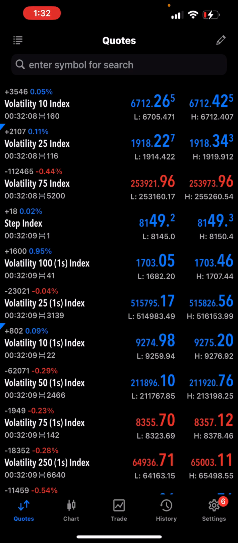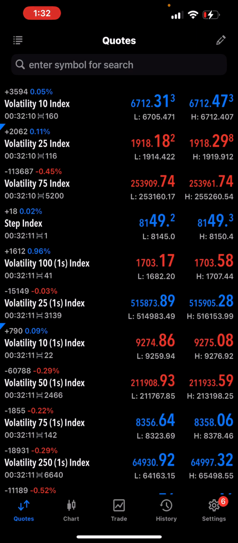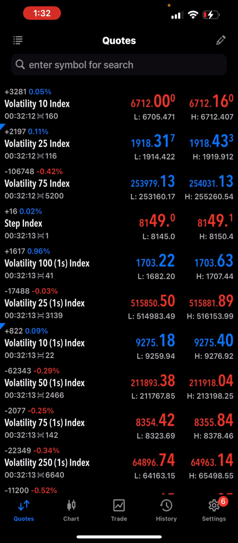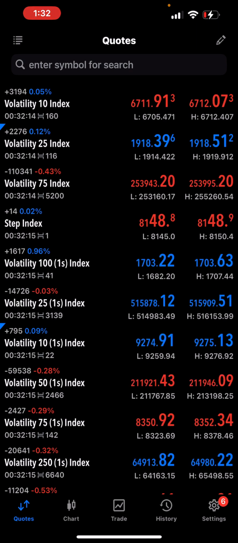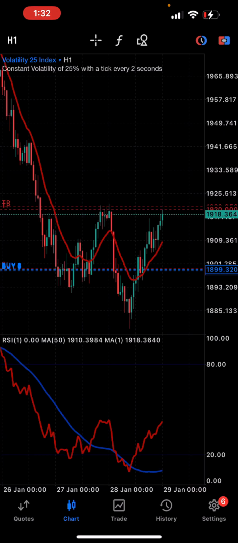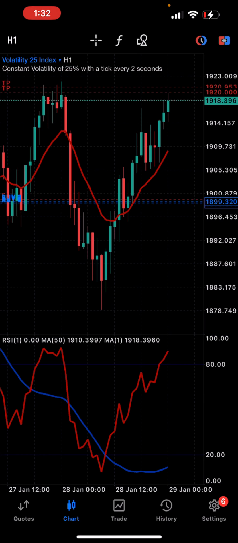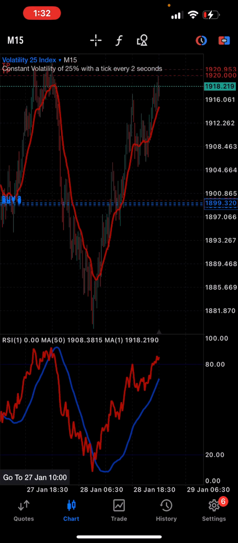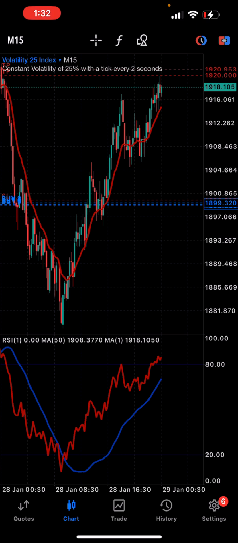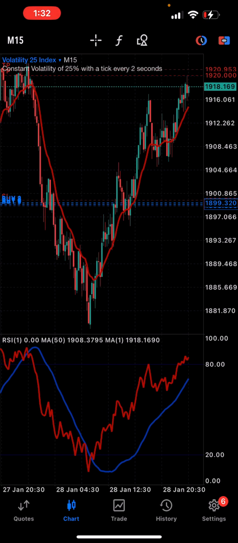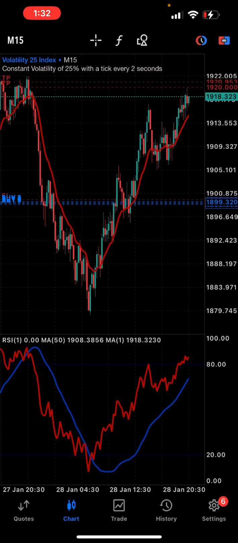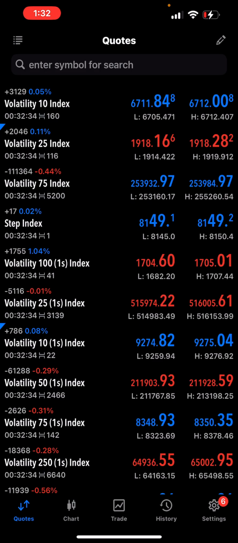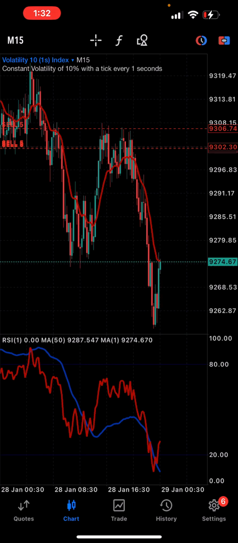So in today's video, I'm just going to be showing you guys this particular new strategy that works on VIX and even VIX on 5. You can clearly see that we have a trade here which is almost at TP, and we had this trade on the 15 minutes. You can take the trade earlier, but this is a 15 minutes time frame, and we are almost at our TP. Also, let's check the VIX 10 1 seconds.